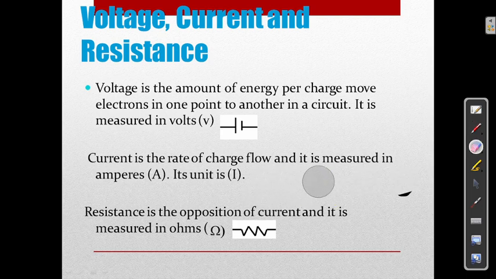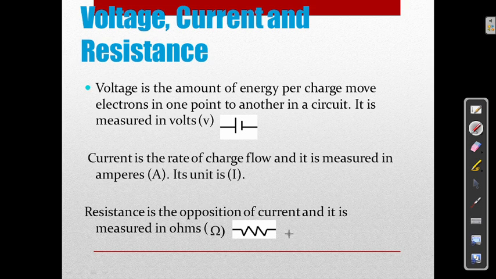Now we go for resistance. Resistance is the opposition to current. Otherwise we can say it resists the current. If you want to reduce the current in the circuit, then we will add a resistor to that particular circuit. It is measured in ohms, and we can call this R.